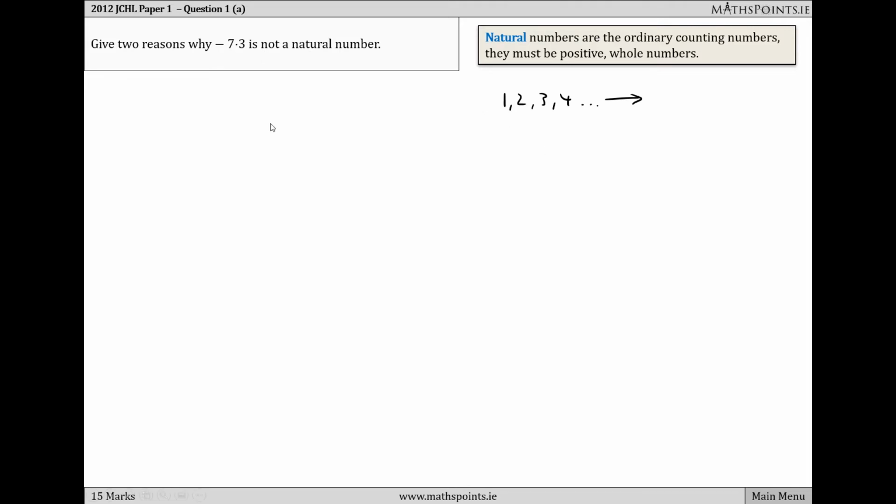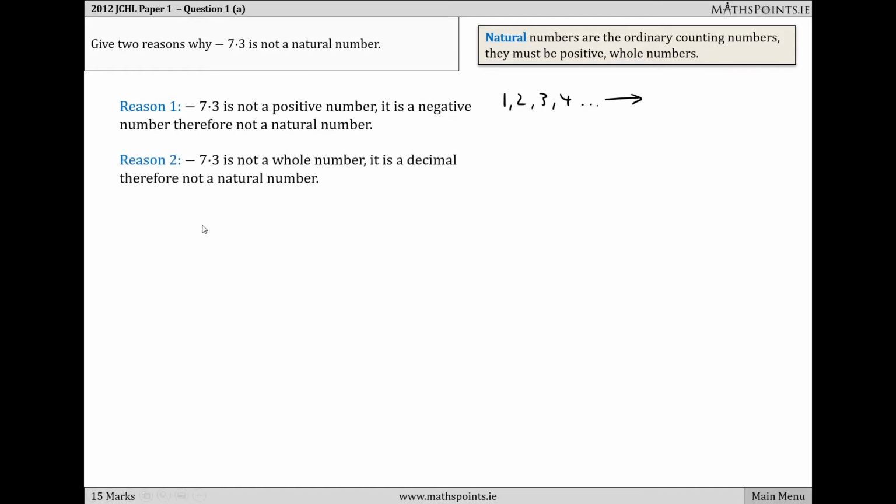So if we're looking for two reasons why minus 7.3 is not a natural number, well, first of all, it's not a positive number, it's a negative number and therefore not a natural number. And the second reason is it's not a whole number, it's a decimal and therefore not a natural number.